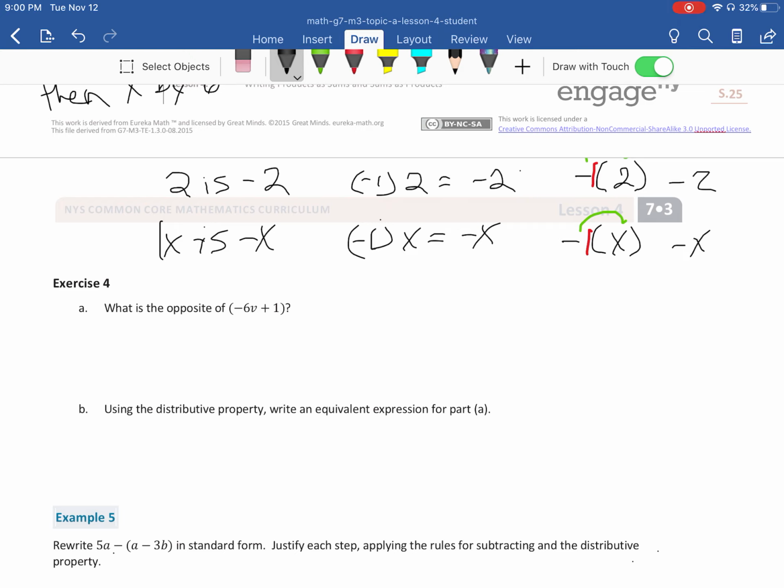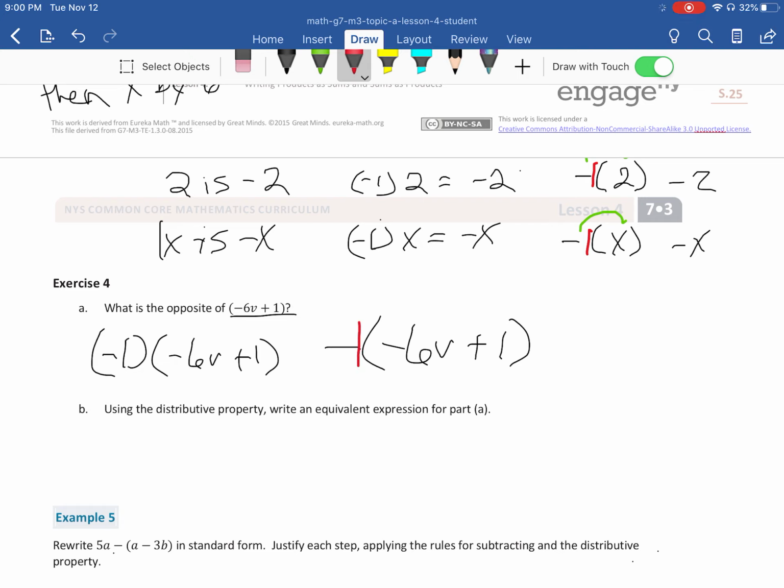So what's the opposite of negative 6v plus 1? I'm going to get negative 1, and I'm going to multiply it out. Or I can write a negative sign. I can do that either way. These two are equivalent because I assume that that is a negative 1, and then it becomes exactly the same as the one before.